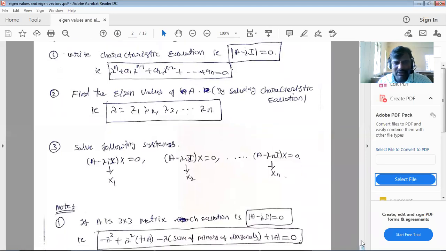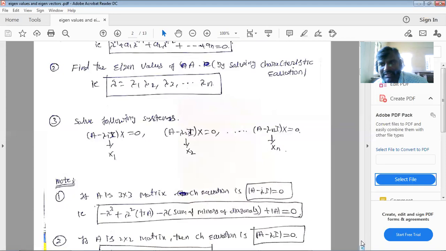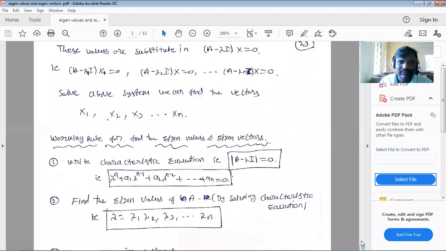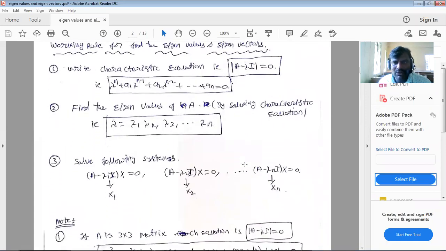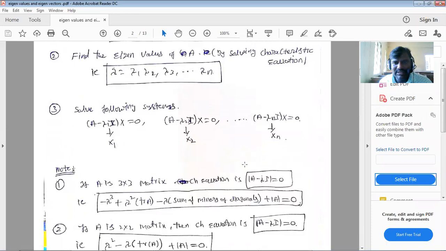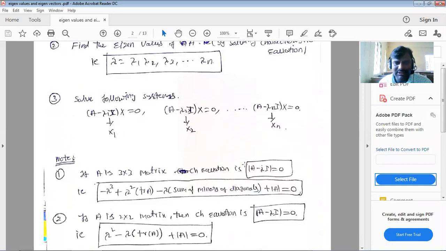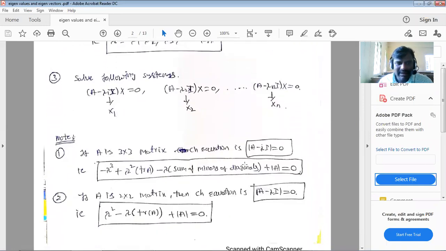Here, I'll give a hint, two notes for finding the characteristic equation. You have to expand the determinant, which is not easy to calculate, the determinant of the A minus lambda I matrix. Therefore, I'm using two formulas to find the determinant of A minus lambda I, for 2 by 2 and 3 by 3. 4 by 4 is also there; there is one more method to calculate it.